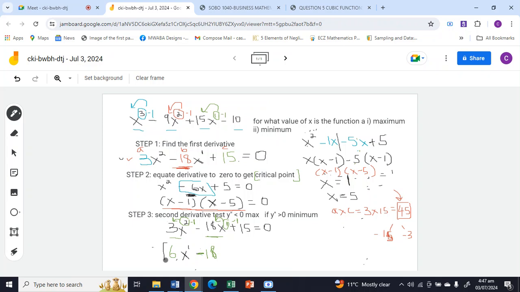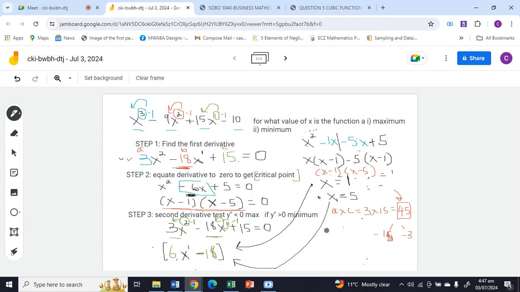Those critical points, x equals 1 and x equals 5, we're going to substitute them into this new equation. Whatever value we get, we're going to compare it to 0. If it's less than 0, maximum. If it's greater than 0, minimum.